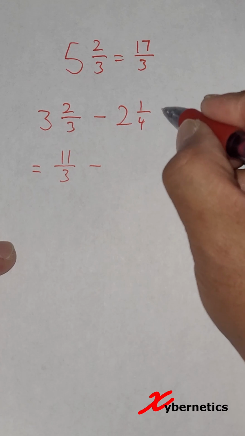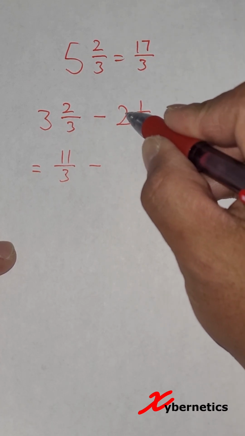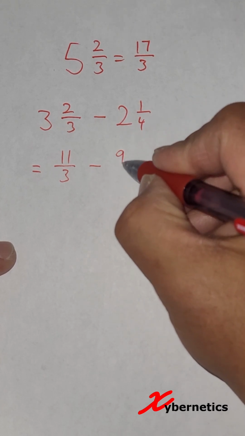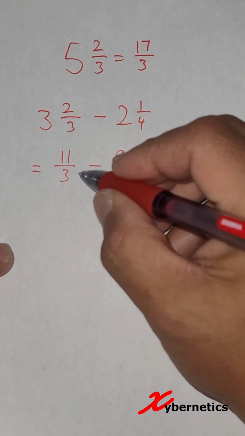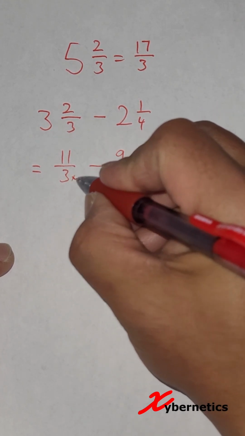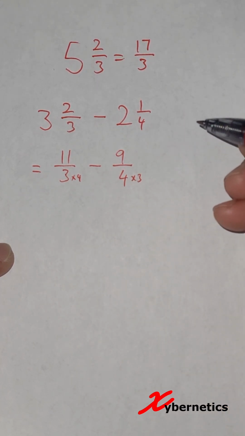Minus the second mixed number, let's do the conversion to an improper fraction. 4 times 2 will give you 8. 8 plus 1 will give you 9, so 9 over 4. Now over here, in order to make this into a common denominator, the only way to do it is to multiply this by 4, which is going to give you 12, and multiply this by 3, which is going to give you 12 as well.